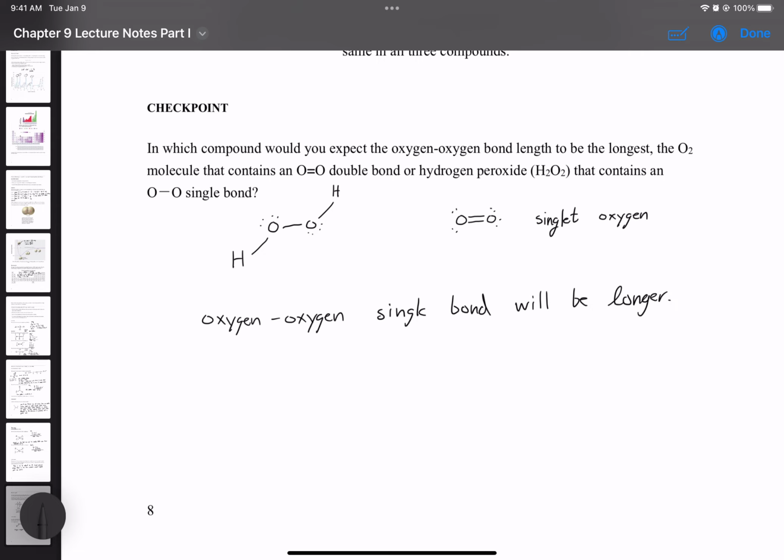Okay, and that's because, well, we kind of went over that, right? The length of a single bond is greater than the length of a double bond.